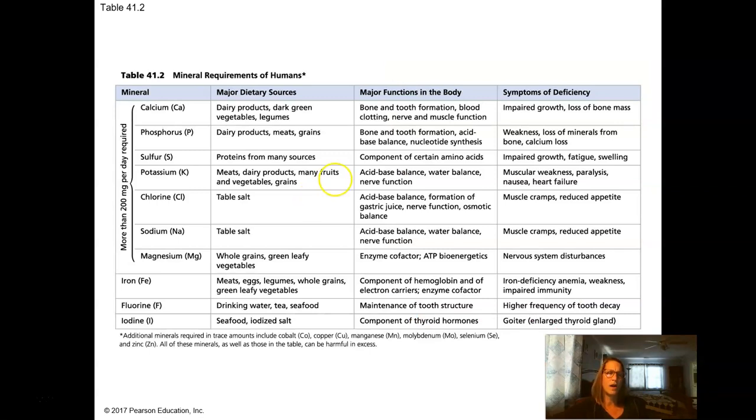And here are several minerals. Again, I'm totally okay if you just want to learn 2 different minerals. Some of the easier ones are iron and iodine. You probably already know where the dietary sources are of those. You might be able to figure out, or you might already know, what the major functions are in the body and potentially symptoms of deficiency. So 2 minerals I want you to know, and 2 fat-soluble and 2 water-soluble vitamins I want you to know for the exam.